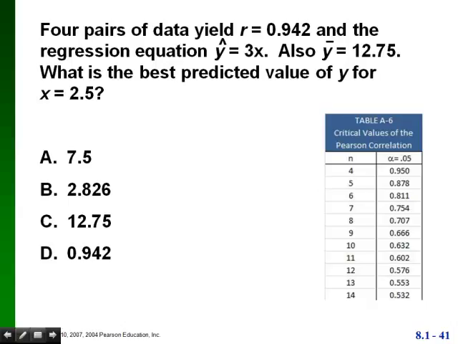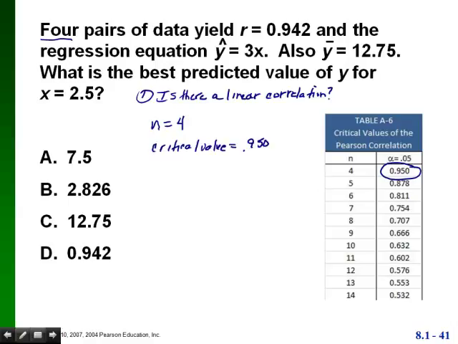So the first question here is, can we conclude that there's a linear relationship or a linear correlation? That's the question that we have to ask first of all. Now, since we had 4 pairs of data, that means that n is equal to 4. And that would give us 0.950 for our critical value.